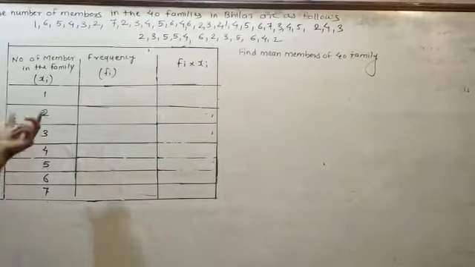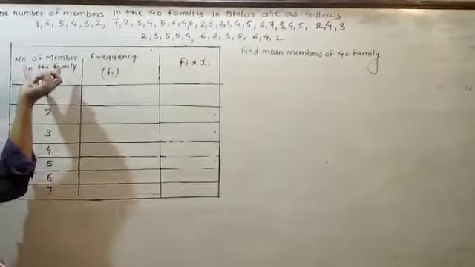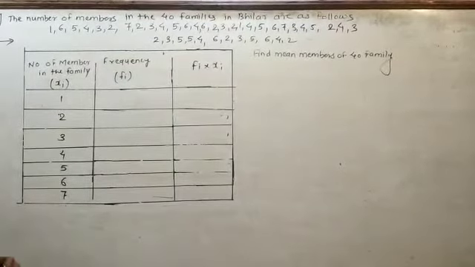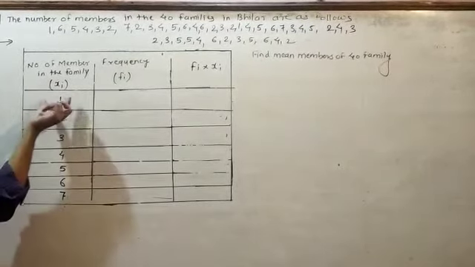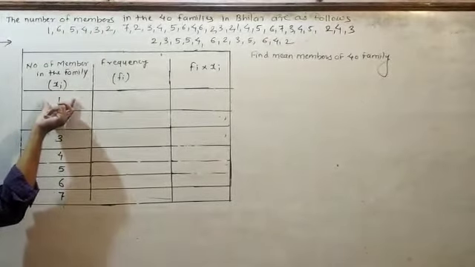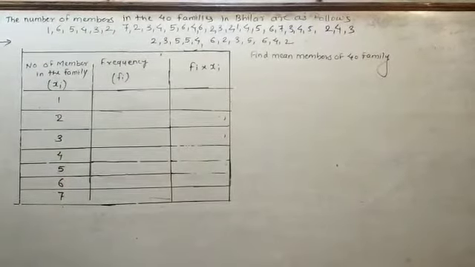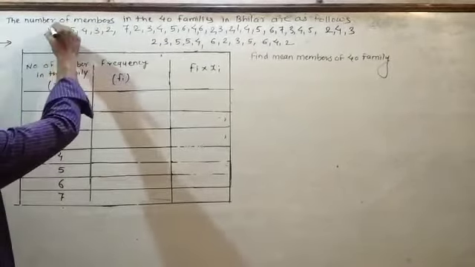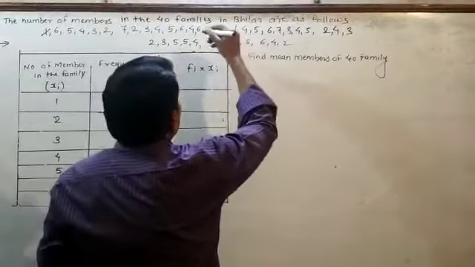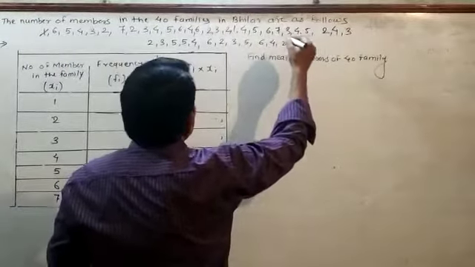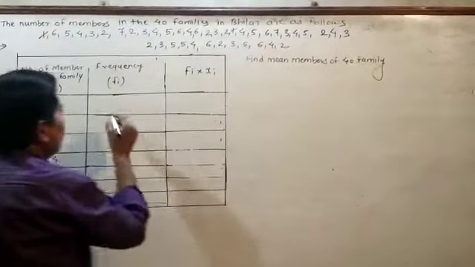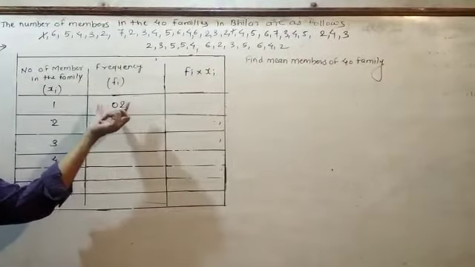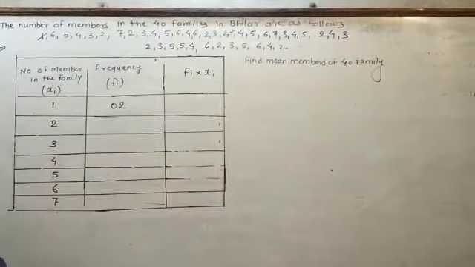You have to find the frequency of the number of members in the family, and the data of the 40 families is given. First, you have to find only one member. How many families are there that hold only one member? I will strike through every 1 in the data. Where is the 1? Here is the 1. So 2 families hold only one member.